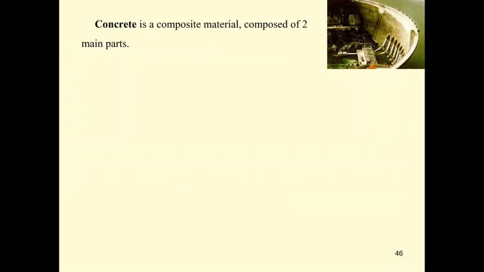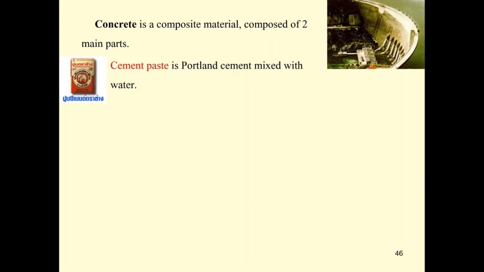Most of them are built with concrete because concrete is a very durable material. Concrete is composed mainly of two parts. We have the cement paste, which is Portland cement. There are special types of cement, actually 5 types, and all Portland cement must follow the Thai Industrial Standard. It's legal to do so.